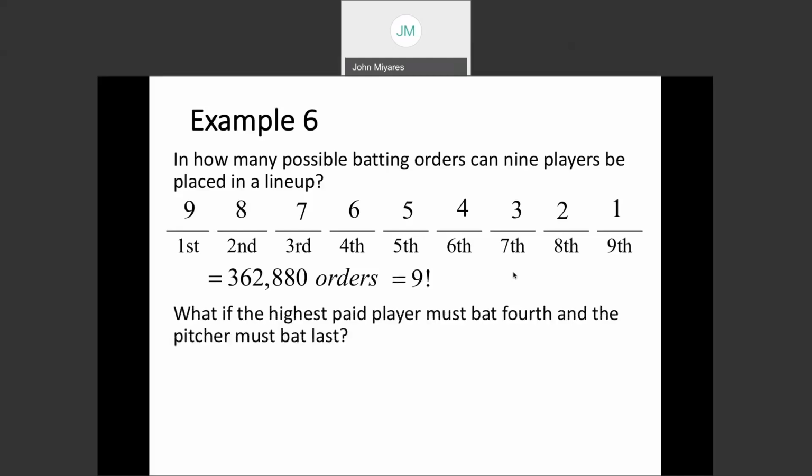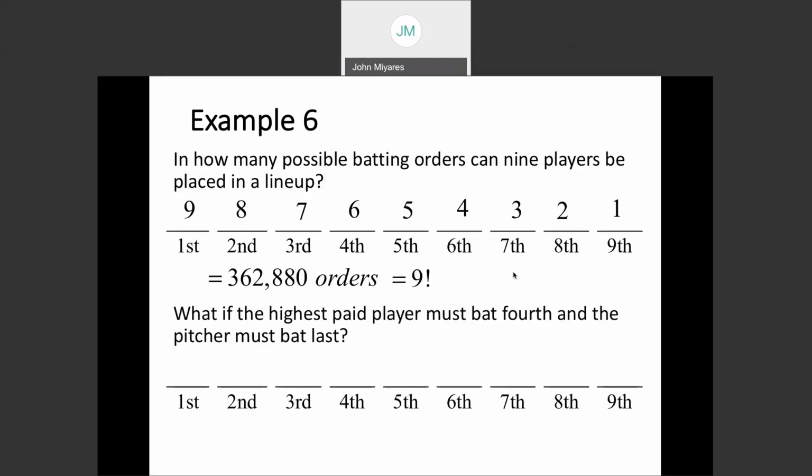Let's twist this up a bit. What if the highest paid player on the team must bat fourth and the pitcher must bat last? We still have 9 slots to fill, but the options for filling them are a little more limited. The highest paid player bats fourth. So there's only one highest paid player. We'll put a 1 in that fourth slot. The pitcher always bats last. There's only one pitcher, which means there's only one option to fill that last slot.